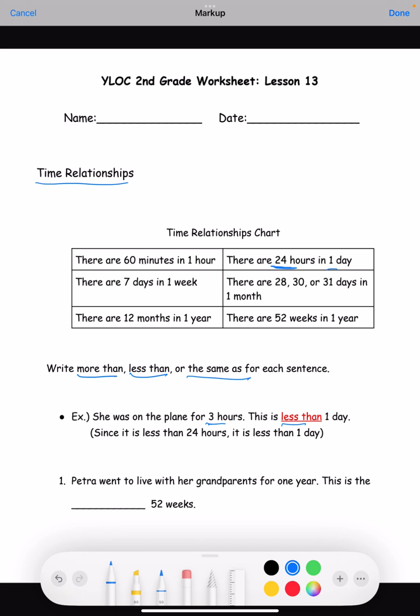Let's try number 1. Petra went to live with her grandparents for 1 year. This is the blank as 52 weeks. So if we look here, it says there are 52 weeks in 1 year. And it said 1 year, 52 weeks. So you will write, this is the same as. Let's try the next page.